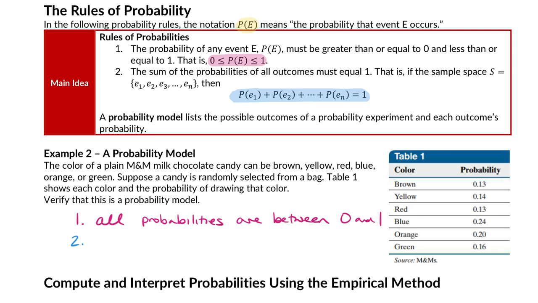So let's also try this. If we add 0.13 plus 0.14 plus 0.13 plus 0.24 plus 0.20 and 0.16, if you add all of those up in a calculator, it would need to equal 1 for us to say, yes, this is a probability model. And if you trust me, it does. So since those all add up to 1, you don't trust me, good. Go ahead and type it in. I wouldn't trust me either. Since they all add up to 1, that means that we have satisfied step 2, so we know that, yes, this is a probability model.